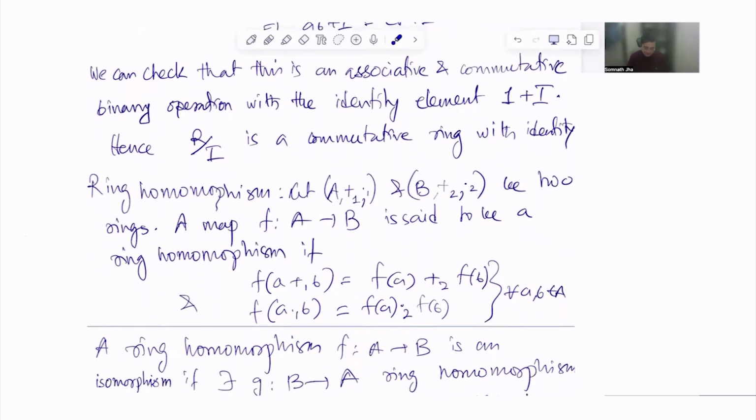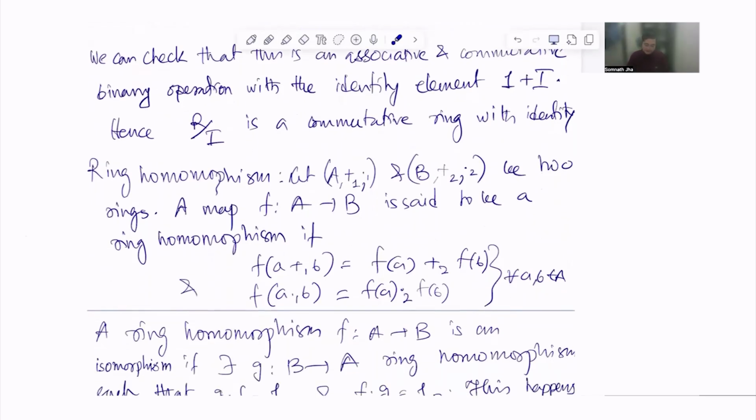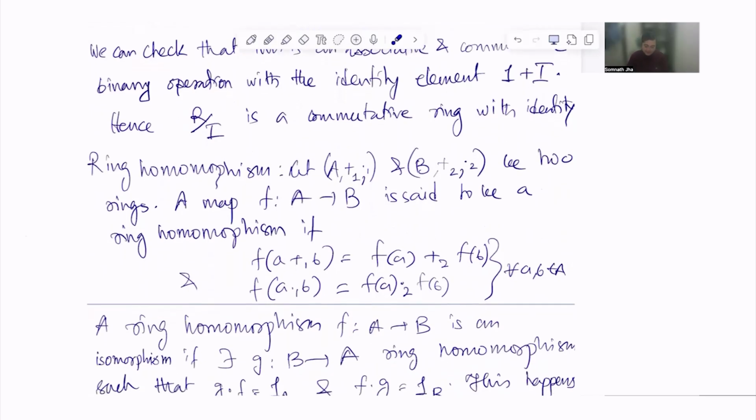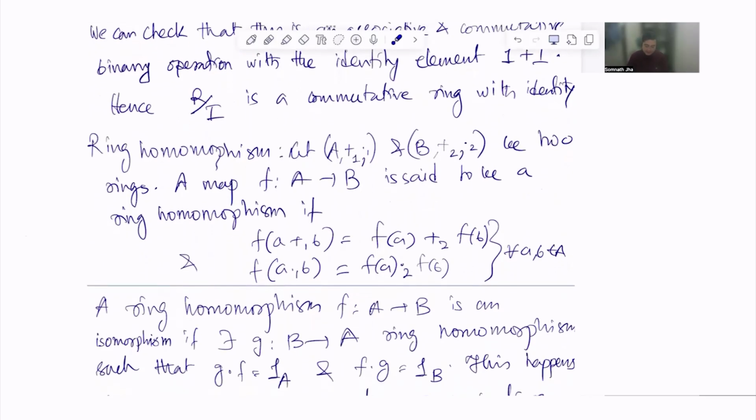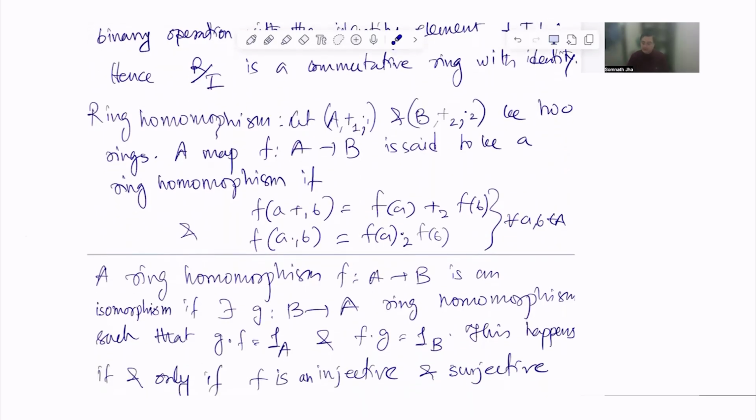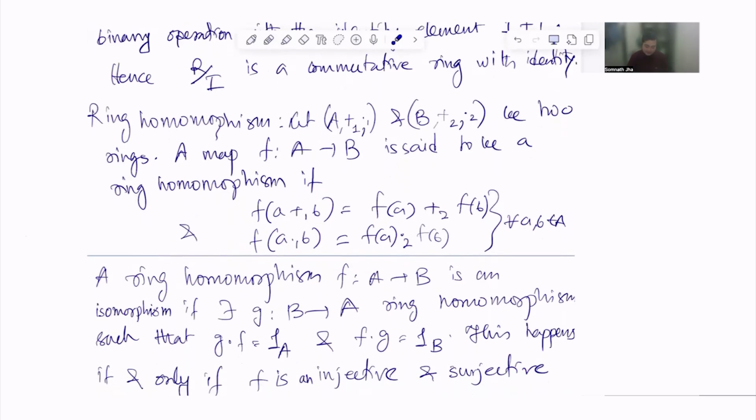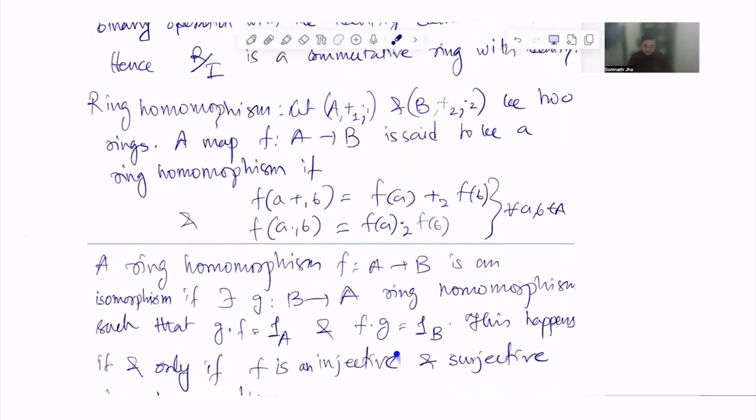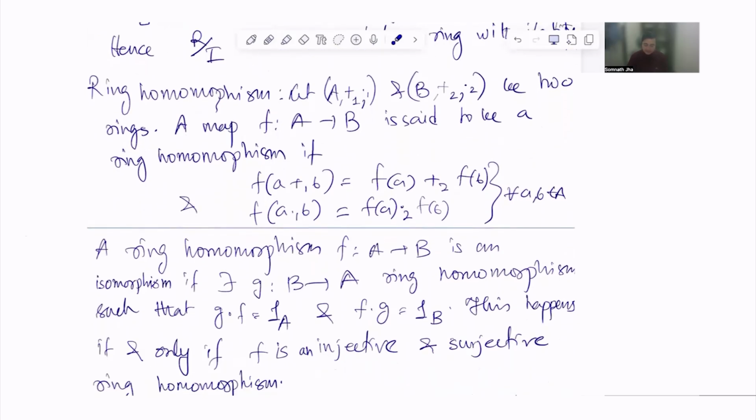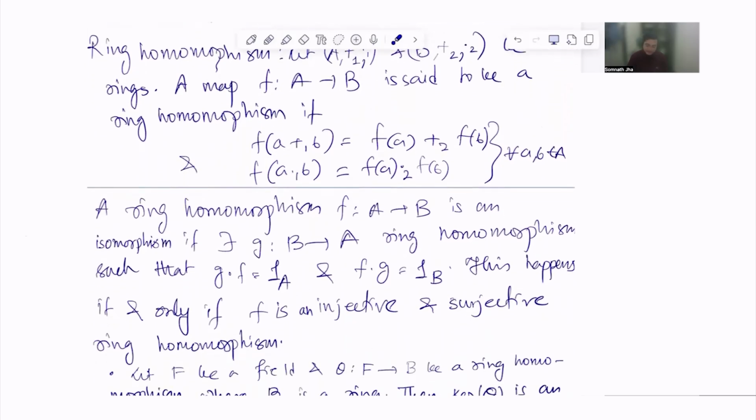And as before, a ring homomorphism is said to be an isomorphism if there is another ring homomorphism g from B to A such that g composed f is the identity on A and f composed g is the identity on B. Then you call it a ring isomorphism. And this happens if and only if, like in the group homomorphism case, f is a ring homomorphism, f is injective and f is surjective. Injective can be checked by the kernel being equal to 0.